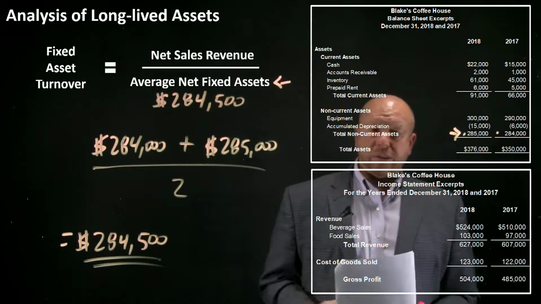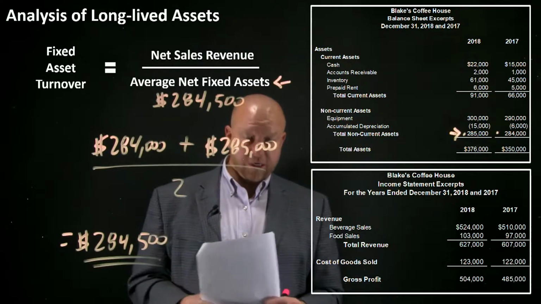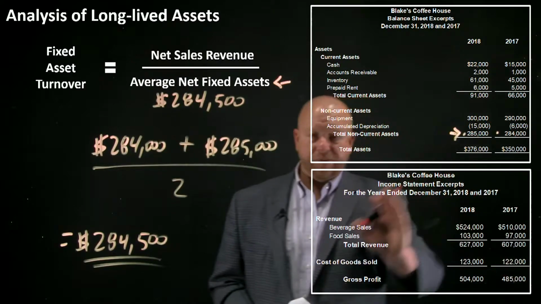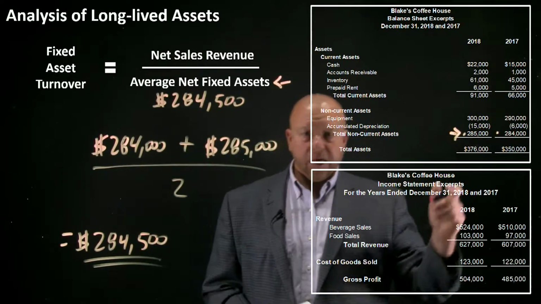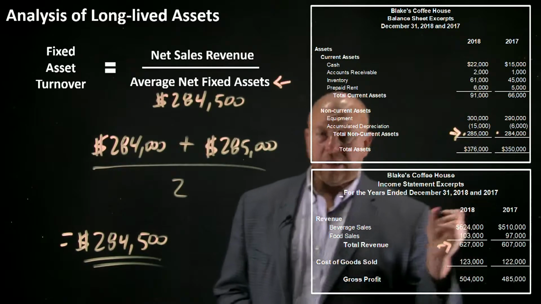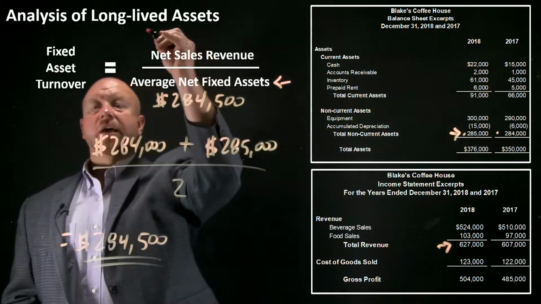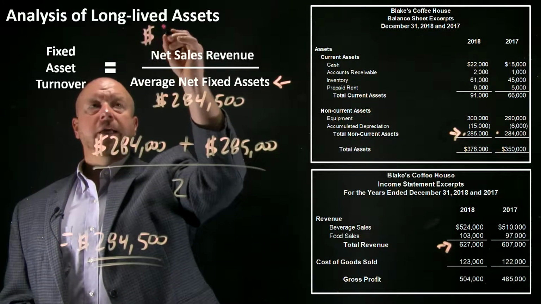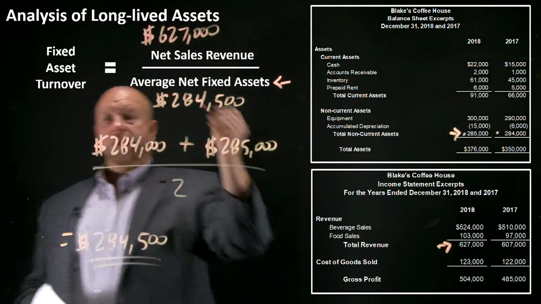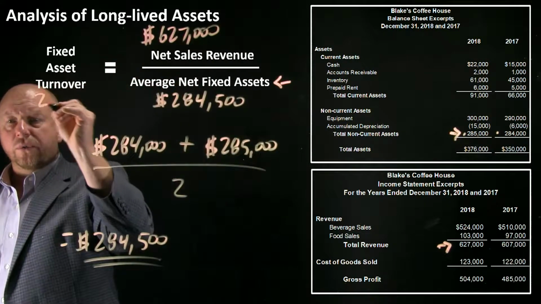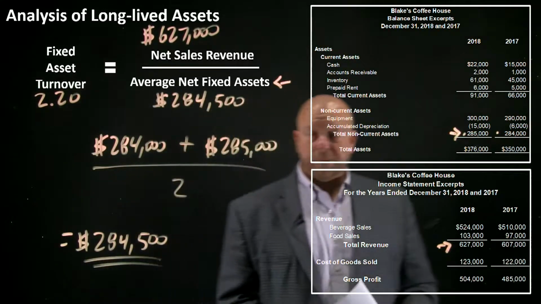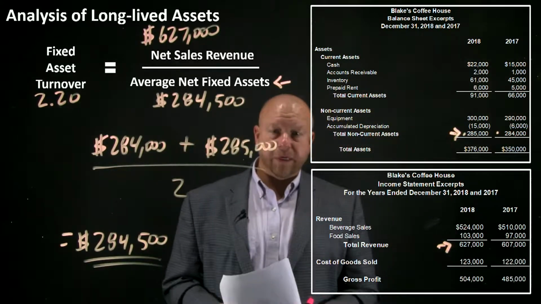Now, when we do the revenue, it's going to be revenue for the current year. So down here we have a summarized income statement, a portion of an income statement for this coffee house. And we can see that the total revenue for 2018 is $627,000. So plug that in. And we come out with a fixed asset turnover ratio of 2.2. Okay? As I promised, the math is not incredibly difficult. You just have to know where to find the information.